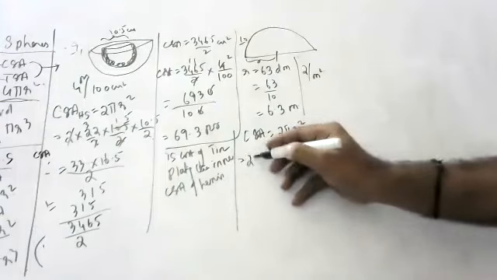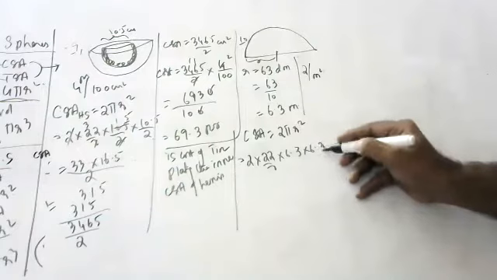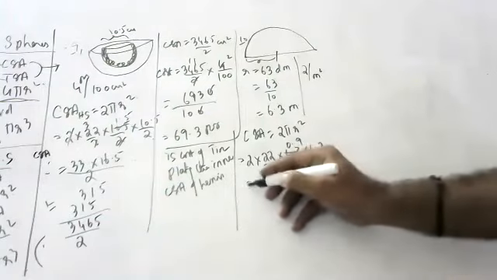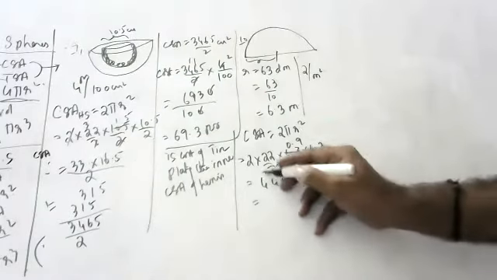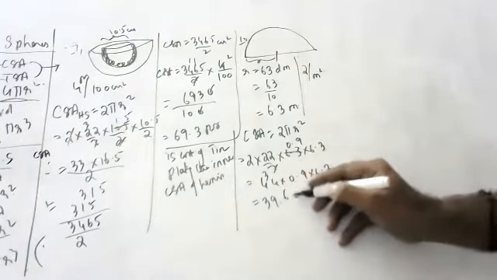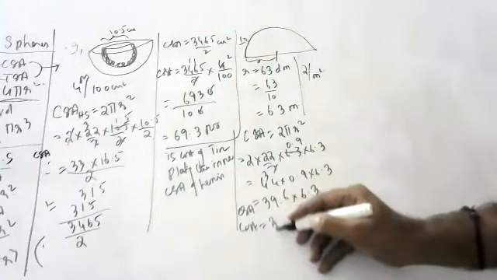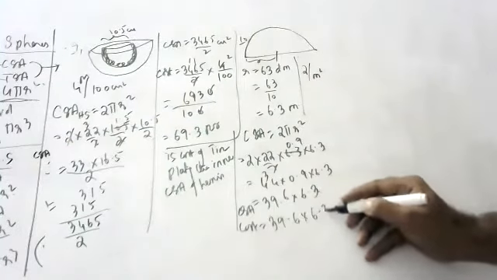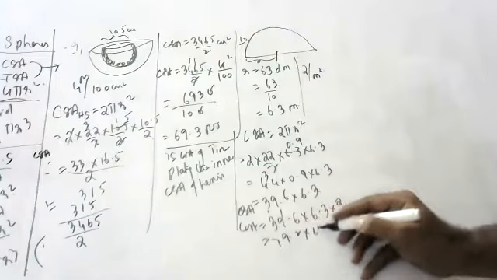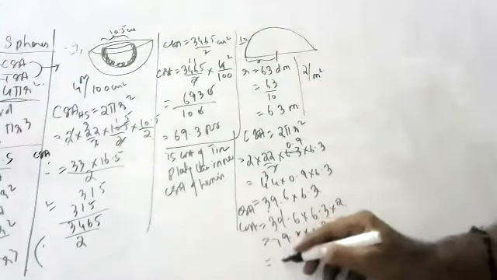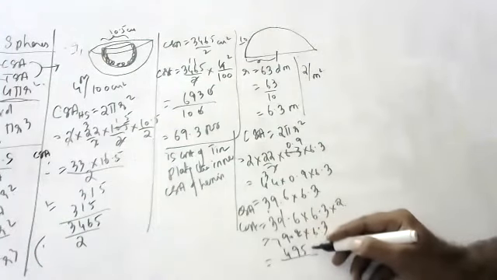2 into 22 by 7 into 6.3 into 6.3. 7 into 0.9, 44 into 0.9 into 6.3, which is 39.6 into 6.3, this is CSA. Now cost means into 2. 39.6 into 6.3 into 2: 2 sixes are 12, 2 nines are 18, so 79.2 into 6.3. What is the cost? 79.2 into 6.3 is 498.96.